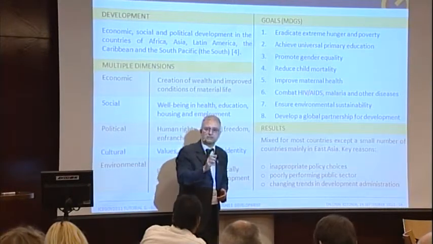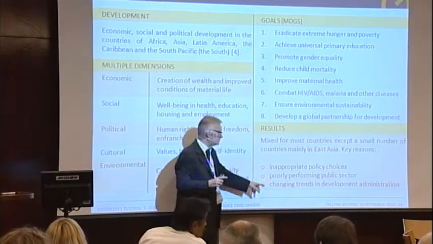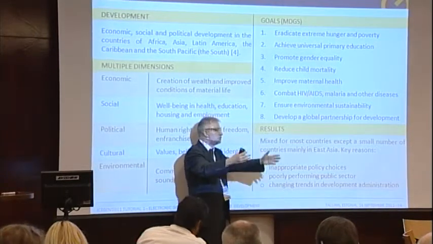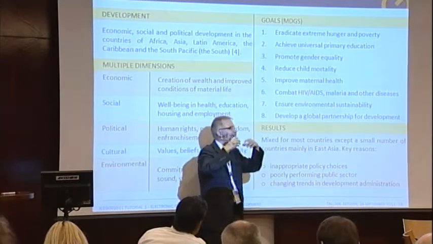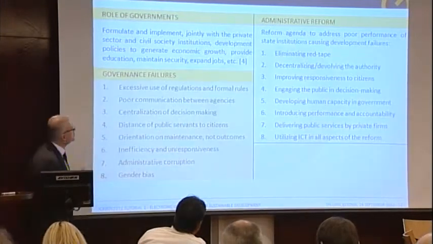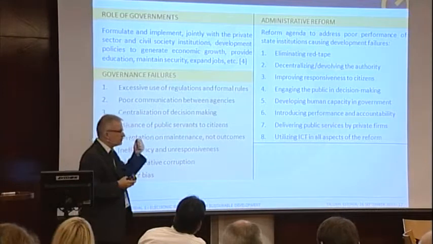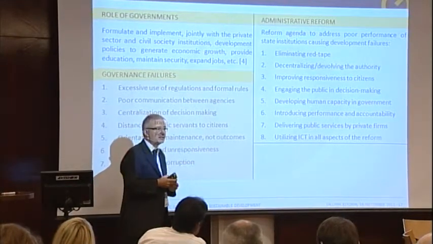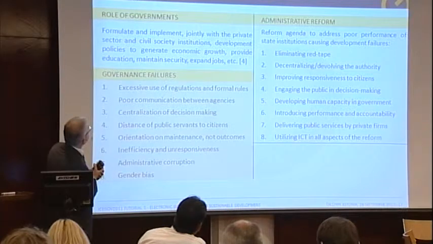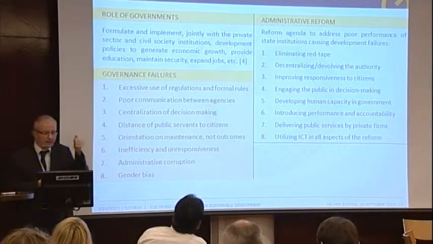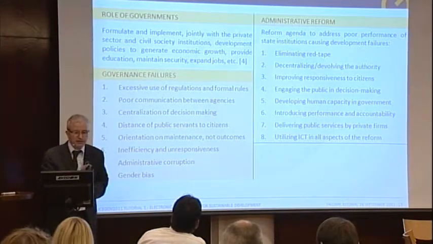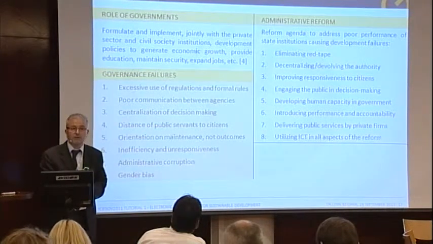The three key reasons for development failure have been inappropriate policy choices, poorly performing public sector, and changing trends in development administration. So, for instance, whether government should do all of this, or rely on the private sector to do it, or something in between. So the governance failure, the failure of the state organizations and of the public sector, has been a strong reason for the development challenges. The role of government for development is formulating and implementing, jointly with the private sector and civil society, the development policies to generate economic growth, provide education, maintain security, expand jobs, etc.